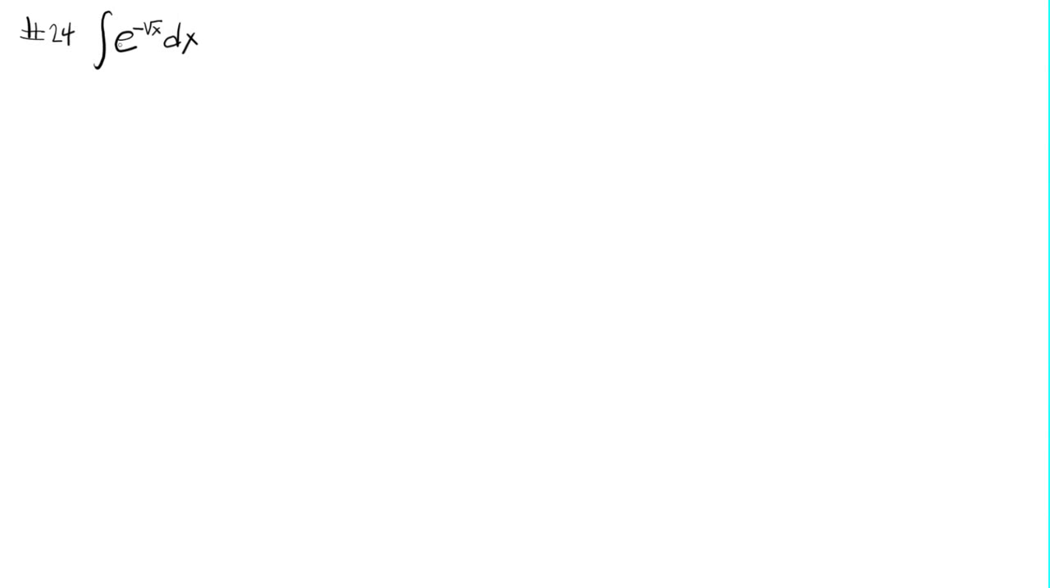So the trick with this one is you actually have to make a substitution in advance of doing the u substitution portion of the problem. So what you want to do is you want to make a substitution for the square root of x.